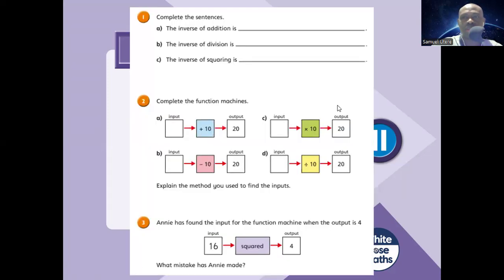So this is question 1 to 3. You can pause the video for 5 minutes to do this.